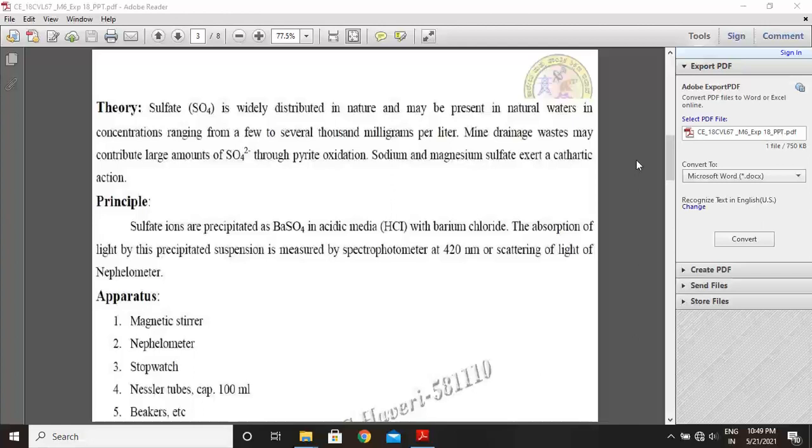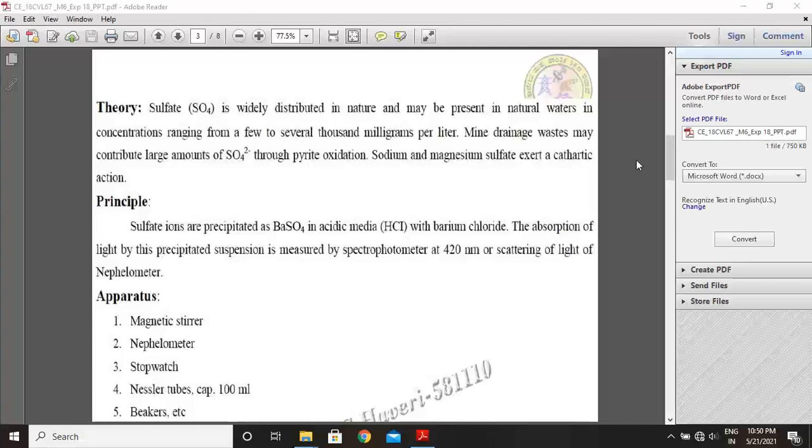Now let us see the principle of this experiment. Sulfate ions are precipitated as barium sulfate in acidic medium with barium chloride. The absorption of light by this precipitated suspension is measured by a spectrophotometer at 420 nanometer, or the scattering of light by a nephelometer. So this is the principle of this experiment.